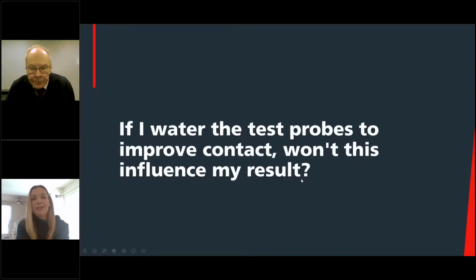And let's see, if I water the test probes to improve contact, won't this influence my results? Excellent question, because it does seem to be to the point. But actually, you're fortunate. The answer is no. You're not measuring the resistance of the test probes. The tester knows what that is. It takes it into consideration when it's calculating your test result. So you can pour all the water in the world onto those probes, and it will help you get a good test, but it will not influence the result.